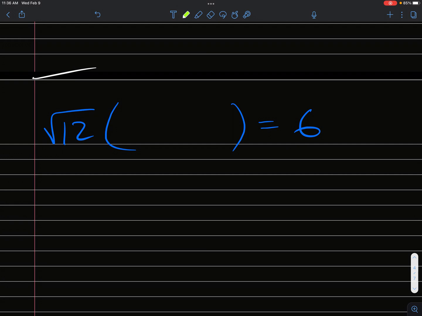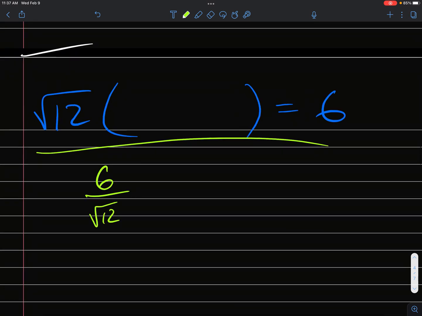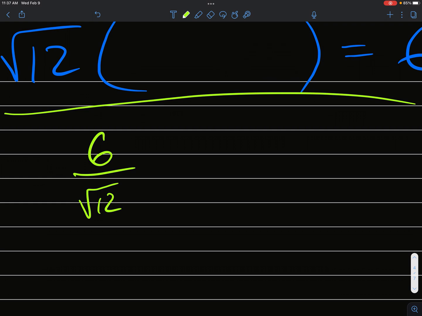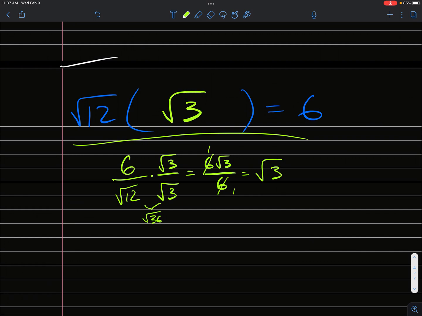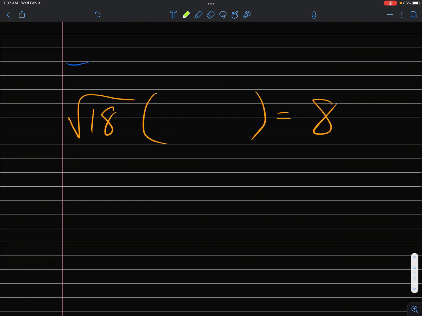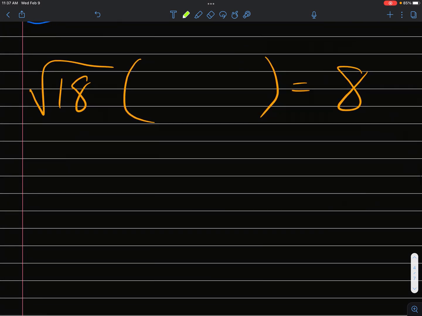Try it. Pause it. All right, we get 6 over radical 12. Now you can break 12 down if you want, but I would suggest you just multiply top and bottom by radical 3, because that gives us 36. So 6 radical 3 over radical 36, a.k.a. just 6. 6 goes into 6 once. I'm left with radical 3. And this makes sense, even if you do it mentally. 12 times 3 is 36. Radical 36 is 6.